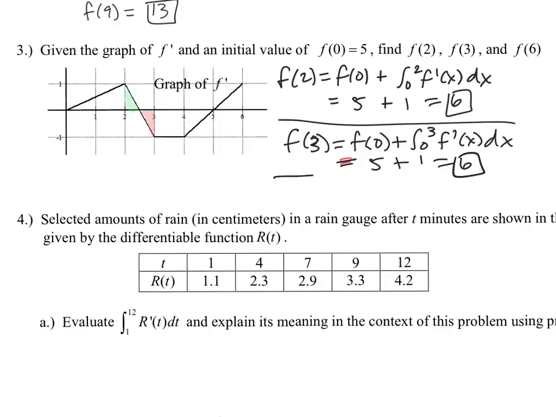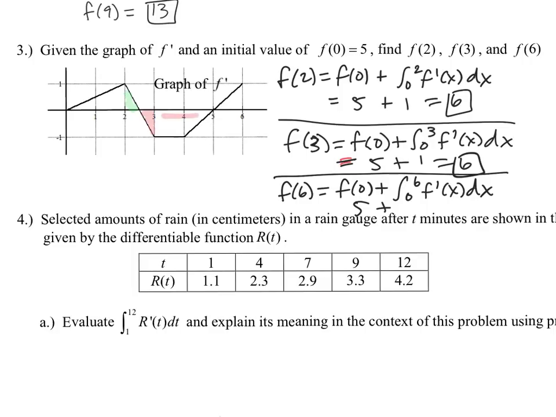All right? And then finally, to find f of 6, that would be equal to f of 0 plus the integral from 0 to 6 of f prime of x dx. So that's going to be 5 plus, now let's talk about the area between the curve and the x-axis from 0 all the way to 6. Well, remember from 0 to 3, that was a total of 1 because these areas canceled each other out. Then all this area under the curve, and there's lots of ways that you can do this.